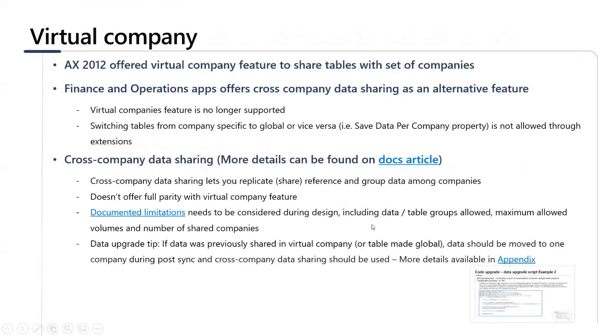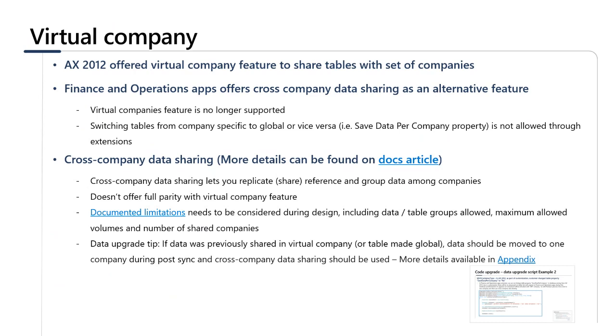The third consideration is virtual companies. Again, 2012 offered the virtual company feature that allowed you to share tables with a set of companies. Finance and Operations offers an alternative to that. It's called cross-company data sharing. Because the virtual company feature is no longer supported, there is also another trick that people used to do in 2012. Instead of using virtual companies, we've seen customers changing tables from company specific to global by just changing the SaveDataPerCompany property. That is also not allowed through extensions anymore, right? So that leaves you with the cross-company data sharing option.